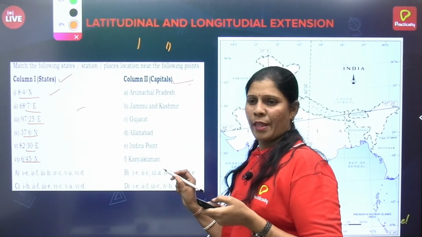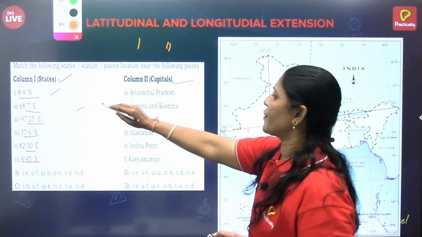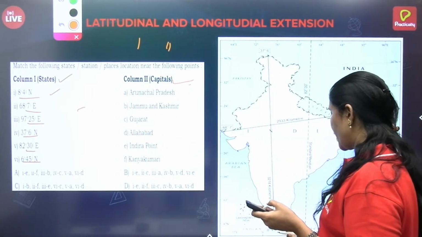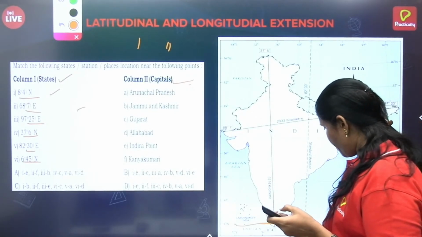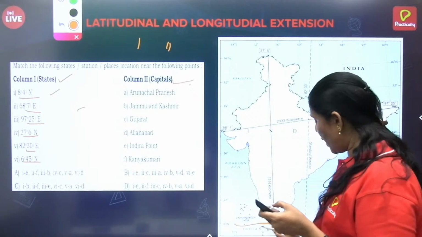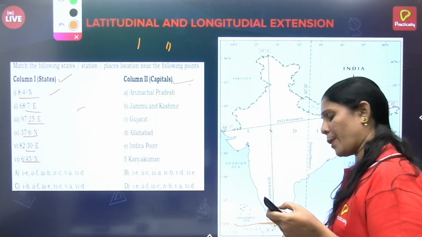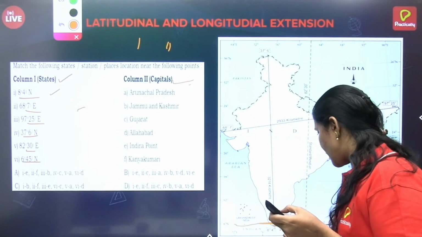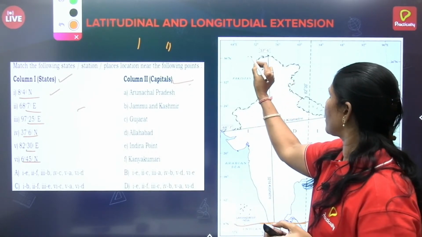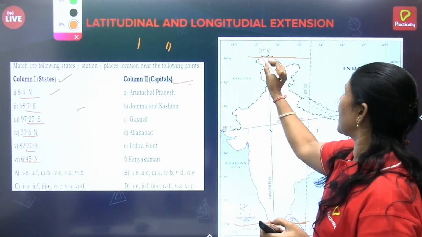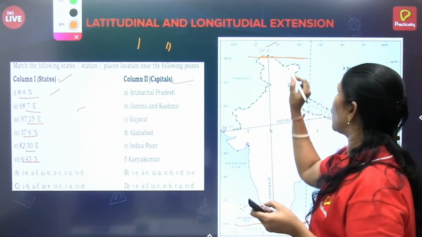Okay, I'll tell you all. 8 degrees 4 minutes north latitude. This is the latitude. You can see over here the edge point of India, the ending point at Kanyakumari. We say it's 8 degrees 4 minutes latitude. It's the last edge point of the Cape. Also, we have another latitude, the ending point of India, that is 37 degrees 6 minutes north latitude.